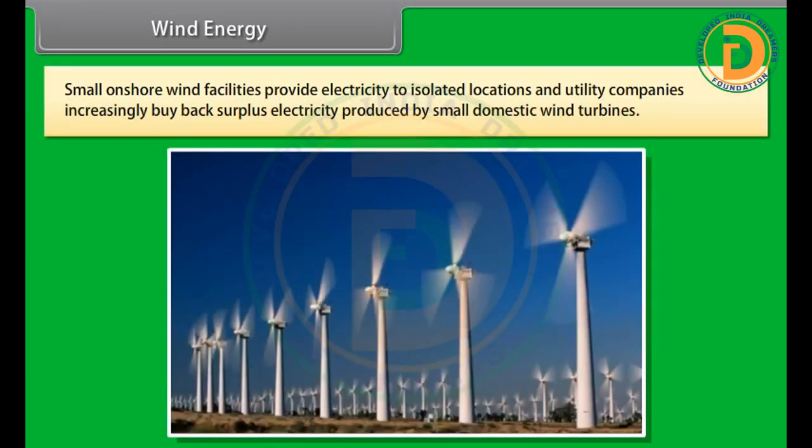Small onshore wind facilities provide electricity to isolated locations, and utility companies increasingly buy back surplus electricity produced by small domestic wind turbines.